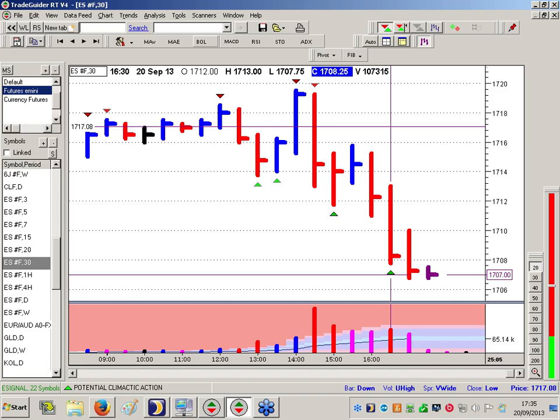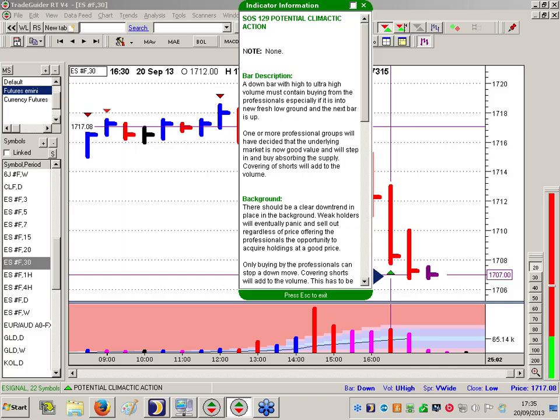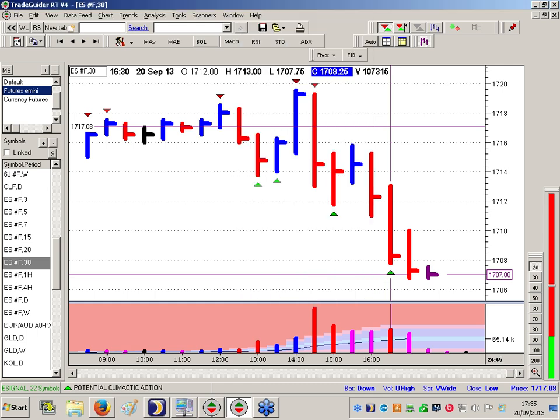A little bit of buying on that. What's that say? That says potential climactic action. Well, it's not climactic. I mean, computer can't get it totally right, but it's not far from the truth. The reason I say it can't be climactic is that there needs to be substantial fall in the background, so that the weak holders are forced to cover through fear. And they will do, given enough drops in the market.